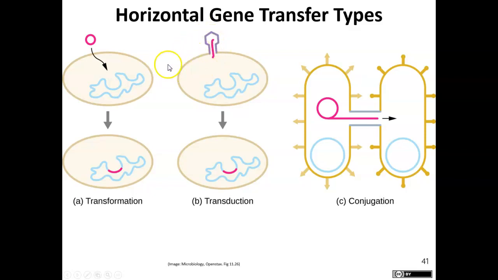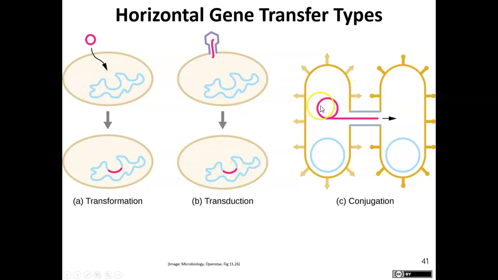Here we have transduction, where a bacteriophage takes up some DNA from some cell out here, but it takes up the genetic DNA of the cell versus the viral DNA. And then it incorporates or it infects a new cell with that bacterial DNA. That bacterial DNA then is incorporated into the cell, and now you have a new recombinant cell.